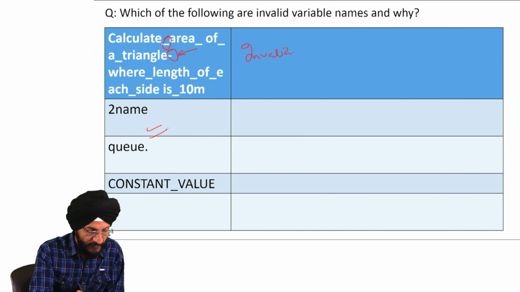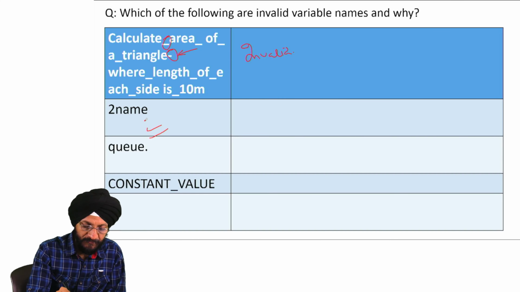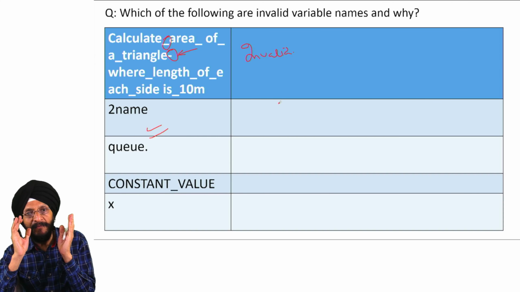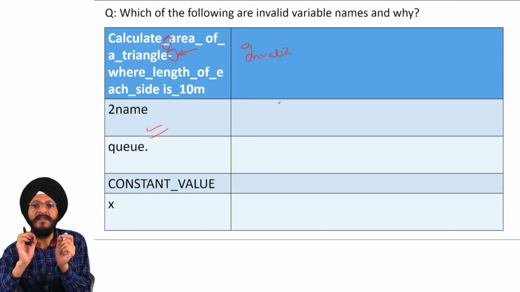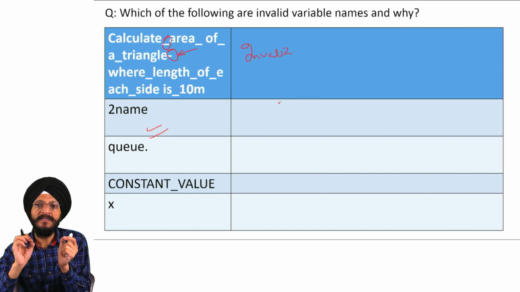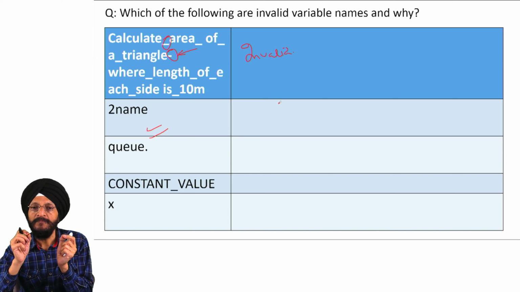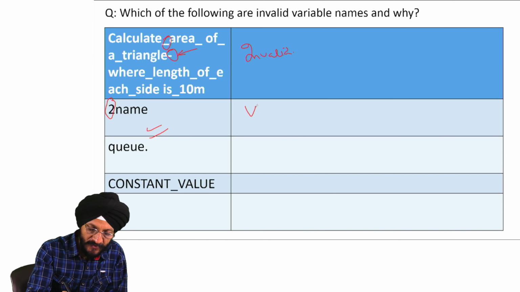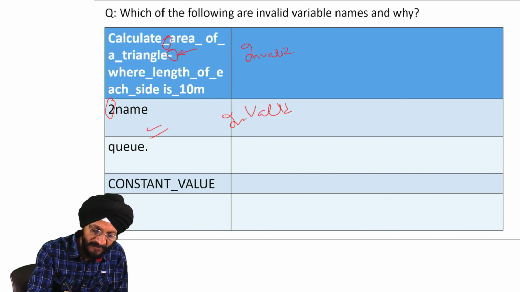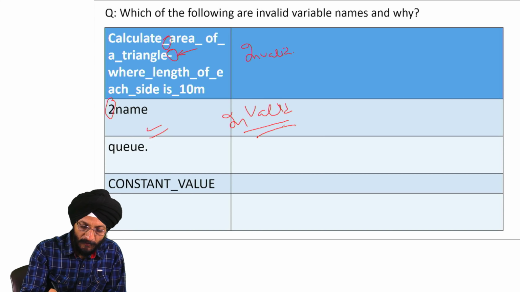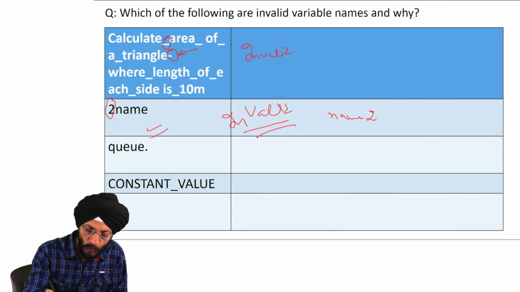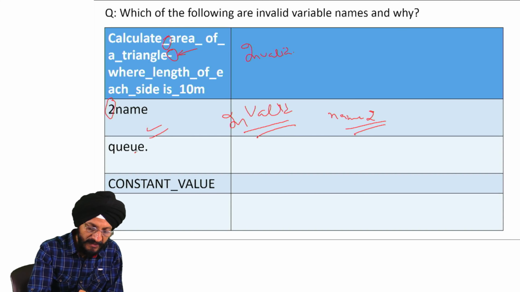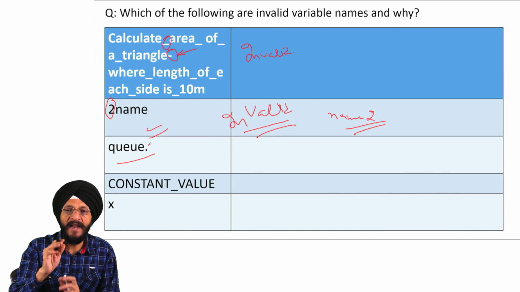Now the next is 2name. Here you can see that as per variable naming convention, the variable name can have letters, numbers, and underscore, but the variable name cannot start with a number, so it is an invalid variable name. However, if it is written as name2, it can be a valid variable name.